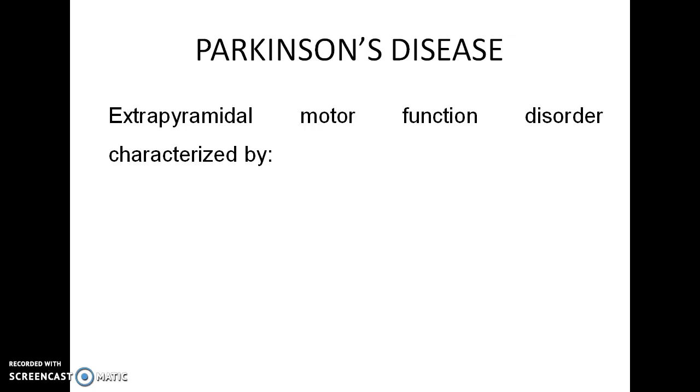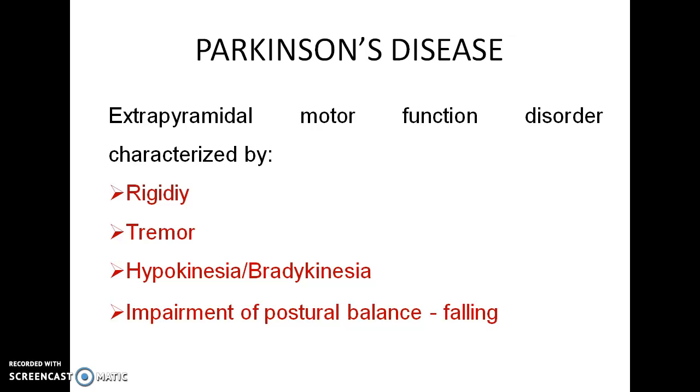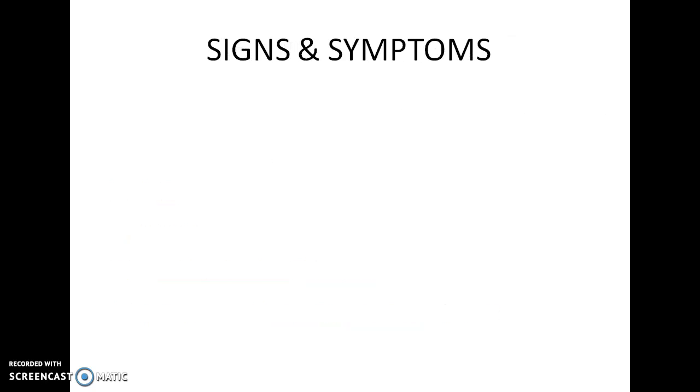Parkinson's disease may be defined as an extrapyramidal motor function disorder characterized by rigidity, tremor, hypokinesia or bradykinesia, and impairment of postural balance, which might lead to falling. Let us now discuss the signs and symptoms of this disease.